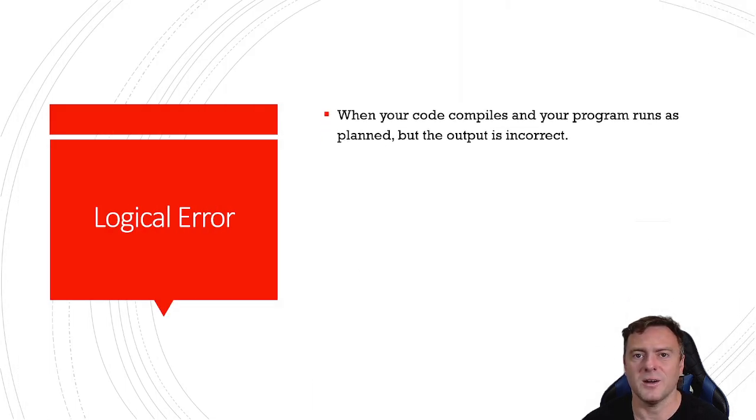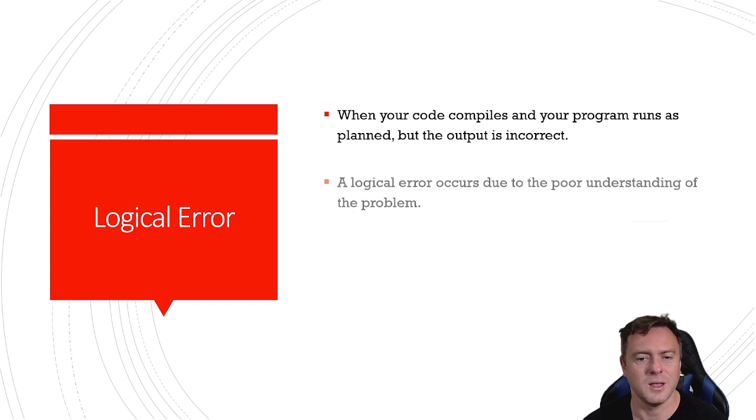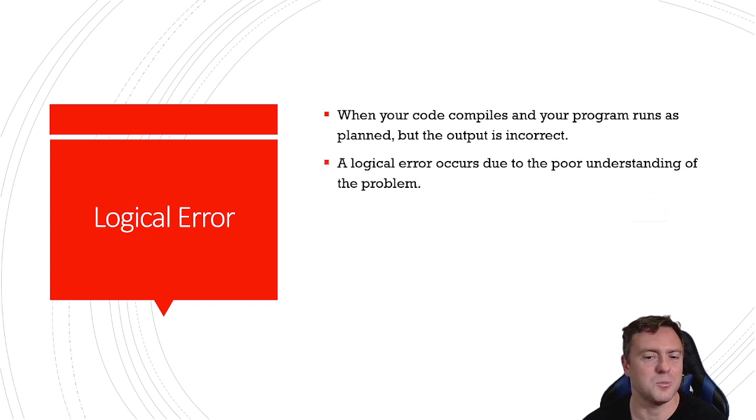You then have a logic error. So this is where your code compiles and your program runs as planned, but the output is incorrect. So it's a little bit different from a semantical error. So semantical, like you saw, was just the wrong pieces in the wrong puzzle as they were going. A logic error occurs though due to a poor understanding of the problem. So you're not quite understanding how to solve the problem itself.